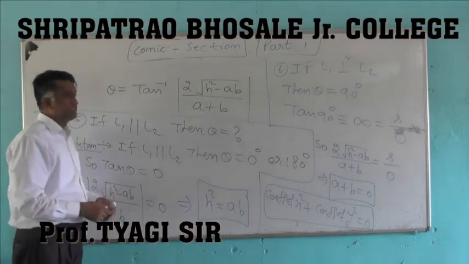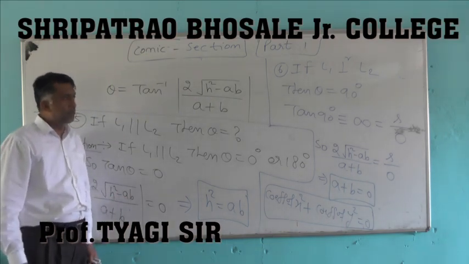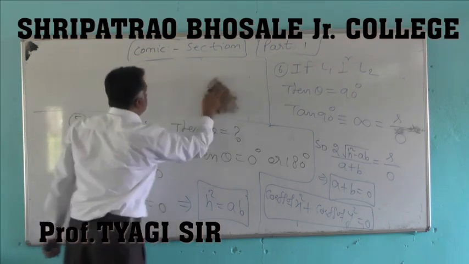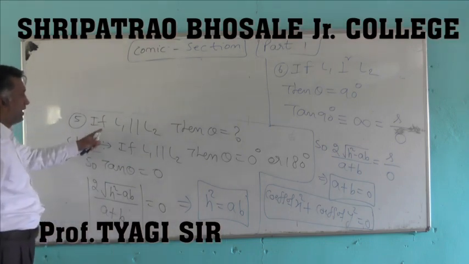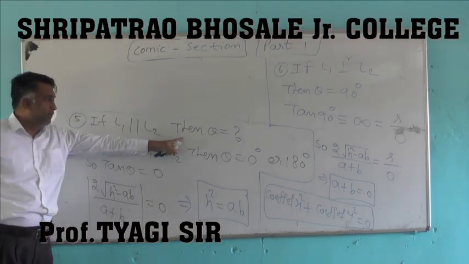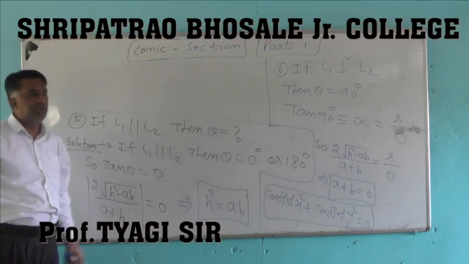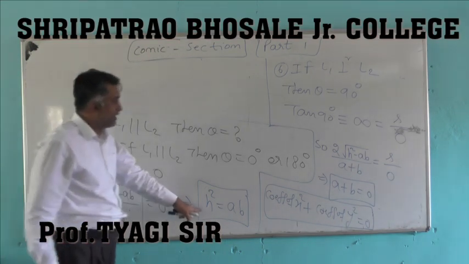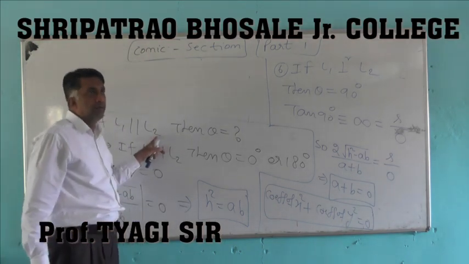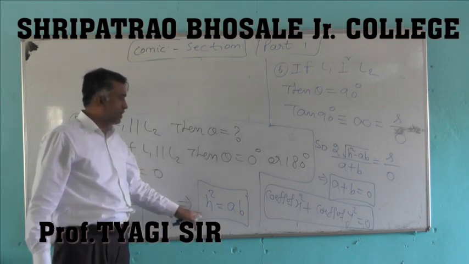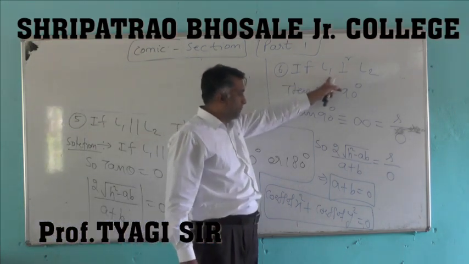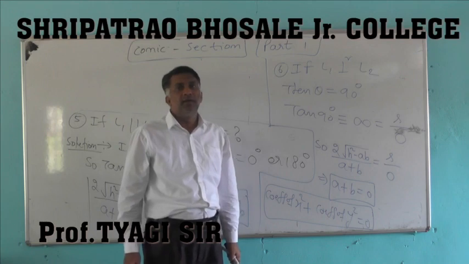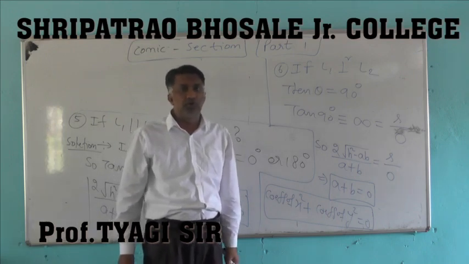Now, second last point, I am coming on point number 7. Here you can see that if L1 is parallel to L2, then theta will be either 0 degree or 180 degree. When we put the value in the above formula, we will get h square equal to ab. When lines are parallel, then h square equal to ab. But when the lines are perpendicular, then a plus b equal to 0. It means the coefficient of x square plus the coefficient of y square should be equal to 0. It is the required condition.